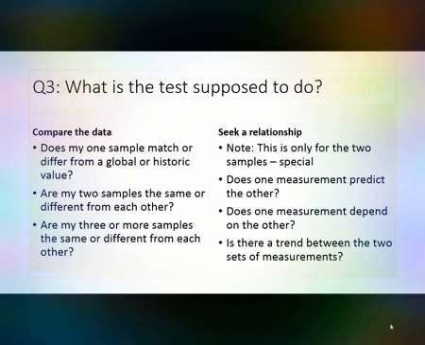Seeking a relationship, that's often something that in healthcare you call looking for risk factors. That's the other kind of test you might be doing. Does the concentration of an antigen in a new mother's blood predict or in some way correspond to the concentration of the antigen in her newborn's blood? Does a woman's bone density depend on her age? Is there a trend to be found between these two sets of data, either an upward trend or downward?